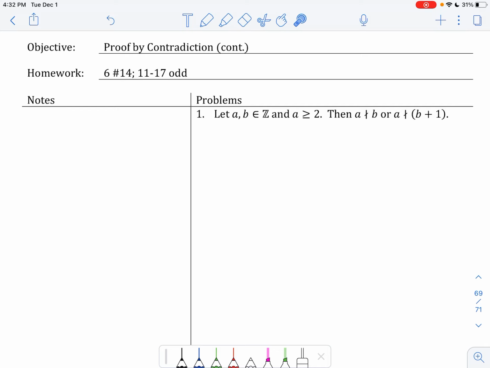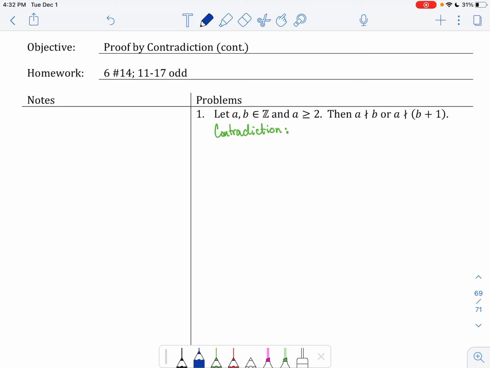started. So let a and b be integers where a is greater than or equal to 2. Then a doesn't divide b or a doesn't divide b plus 1. So one sign that we're probably not going to want to use direct proof, that we'll use contradiction or contrapositive, is that we have these negatives here. And in this case, of course, I am going to use contradiction, which means that the first thing I want to do is say that the thing we want to prove is false.